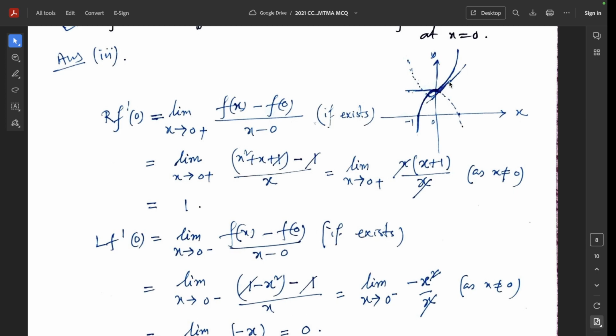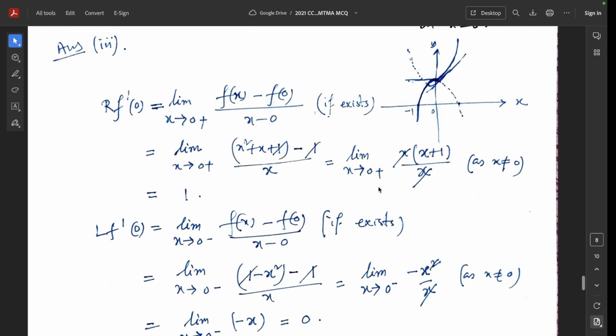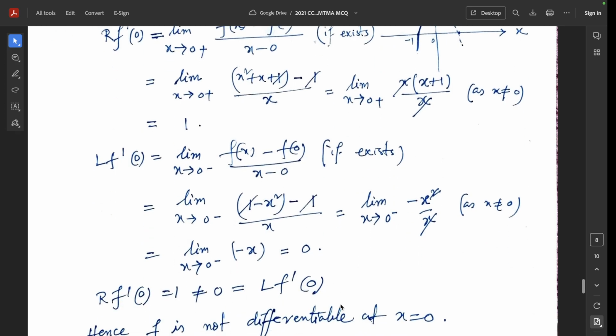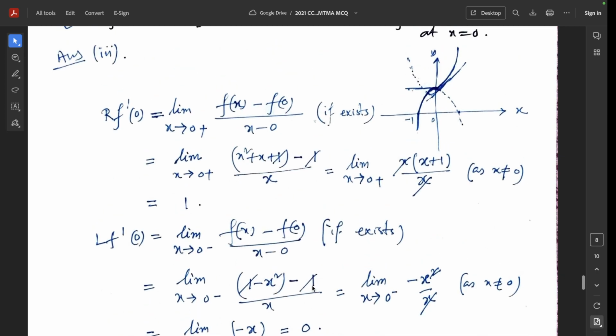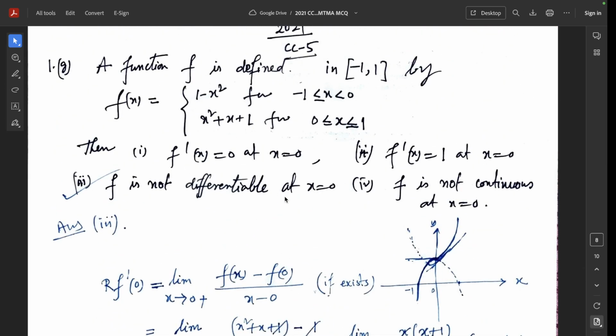At this point, 1. And the left hand derivative: for x less than 0, f(x) takes the value 1 minus x square. So the left hand derivative is 0. Actually, the tangent is parallel to the x-axis. So this is the tangent, and the left hand derivative is 0. So the right hand derivative and left hand derivative are not equal. So f is not differentiable at x equal to 0 is the correct option.